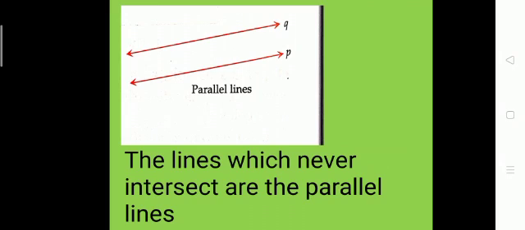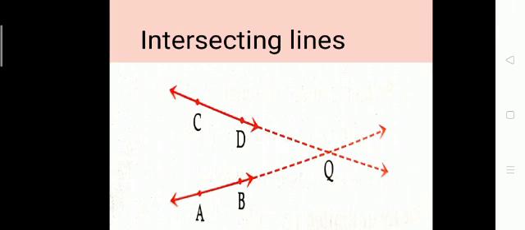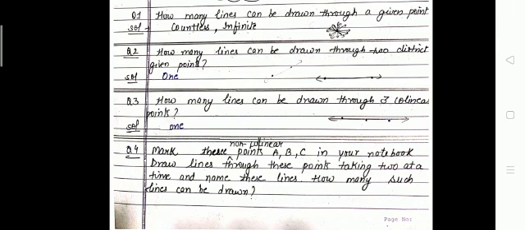Next one is the parallel lines. The lines which never intersect are called the parallel lines. One more concept of parallel lines is that the distance between the parallel lines remains the same everywhere. These are the intersecting lines. You can easily see here that they intersect at point Q. That means they meet at a point. So they're called the intersecting lines.